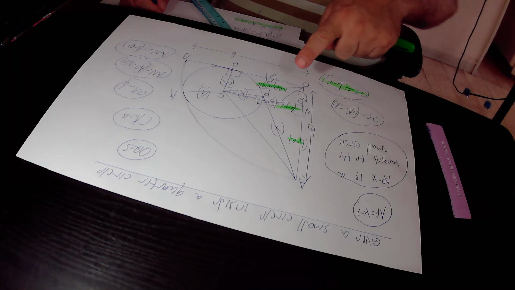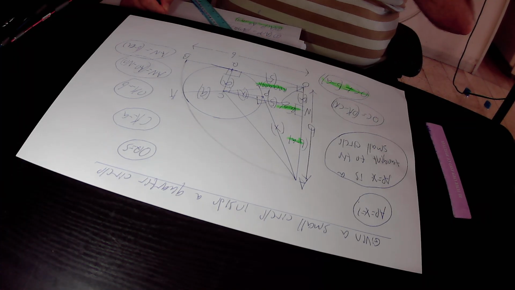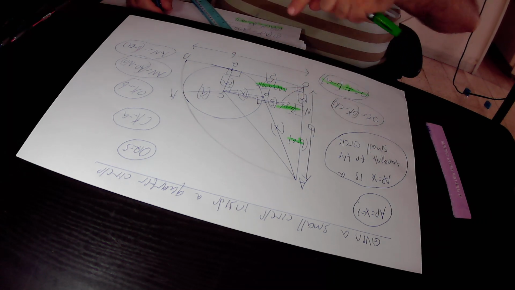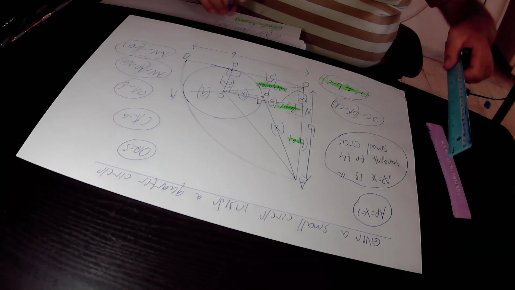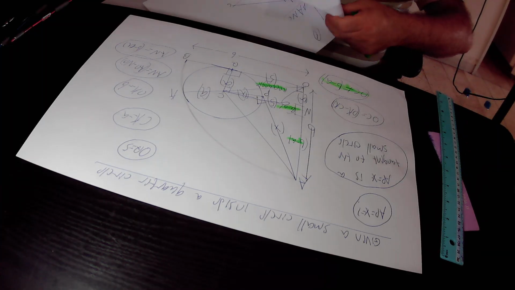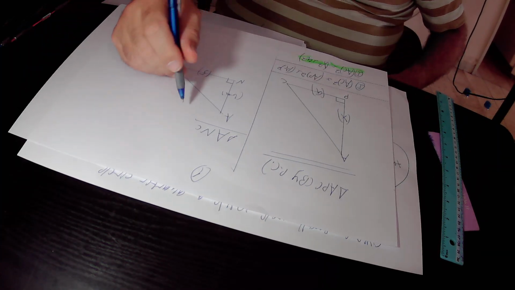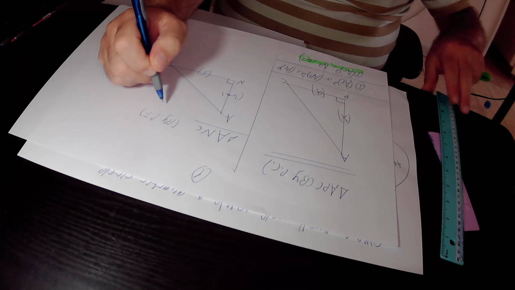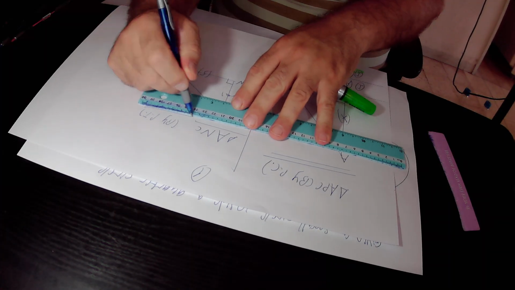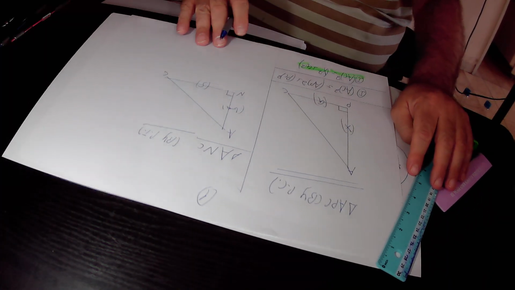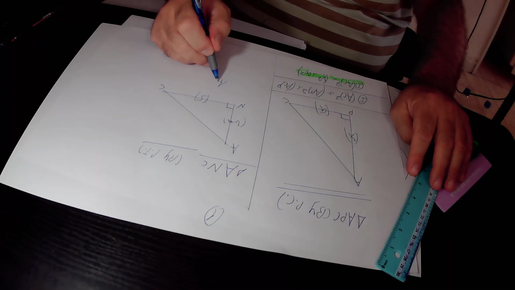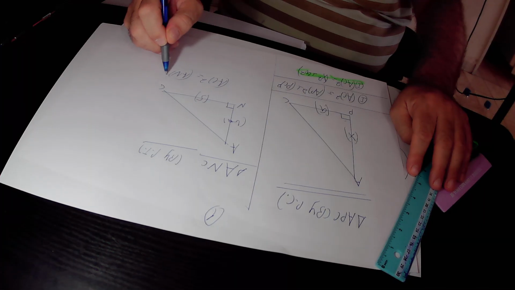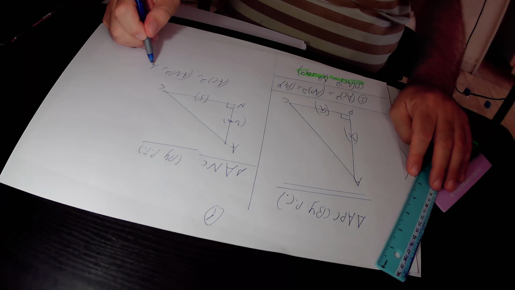Side NC equals 5 units in its length. Side AN equals B minus A units. And AC, the opposite side, is the missing side. So according to the Pythagoras theorem, on this right triangle ANC, AC squared, that is the square of the hypotenuse, is equal to AN squared plus NC squared.